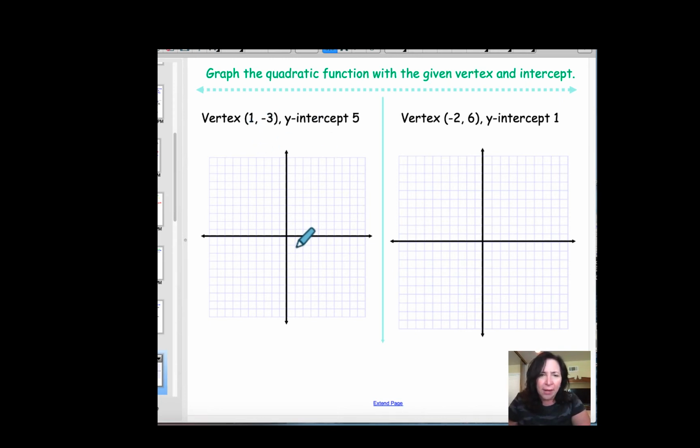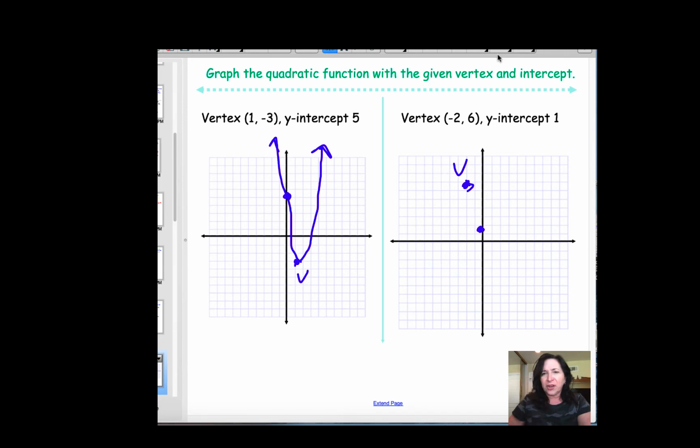So we have 1, negative 3. Here we go. That's the vertex. I like to put a V there. Just reminds me. And then I have a y-intercept at 5. So 1, 2, 3, 4, 5. So that's up here. So this parabola is actually really thin. And yeah, I know, do better. Okay, here we go. And then we have a vertex at negative 2, 6, 1, 2, 3, 4, 5, 6. Here it is. And my y-intercept is at 1.